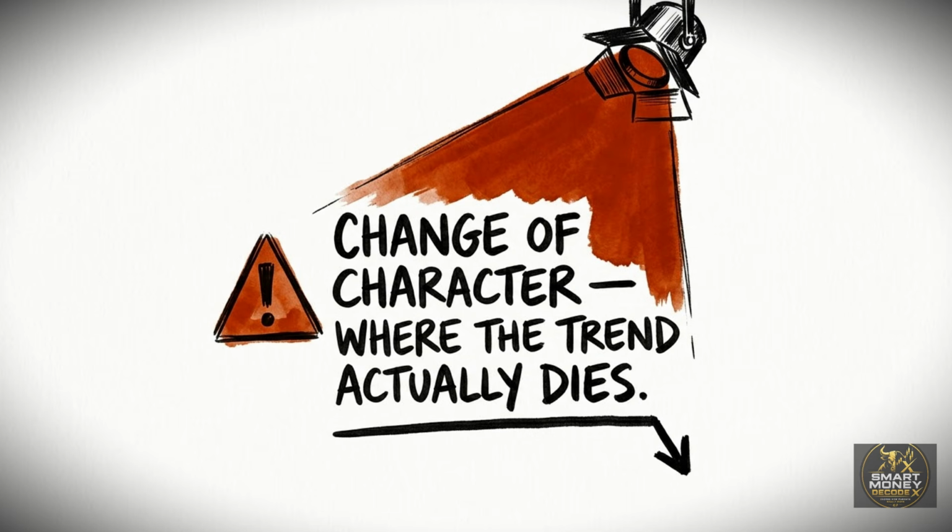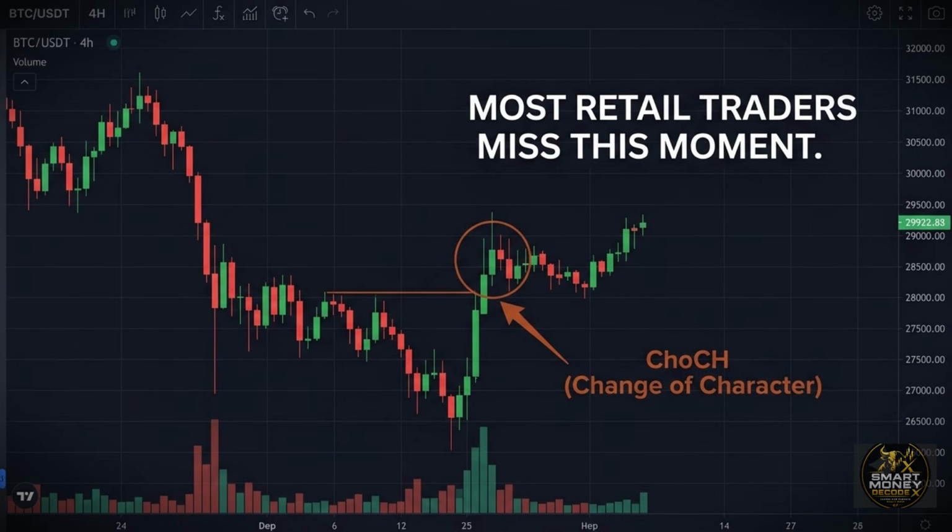The change of character, where the trend actually dies. If the break of structure is the confirmation of trend continuation, the change of character is the first warning that the trend is ending. And most retail traders miss it completely because they are not watching for it.